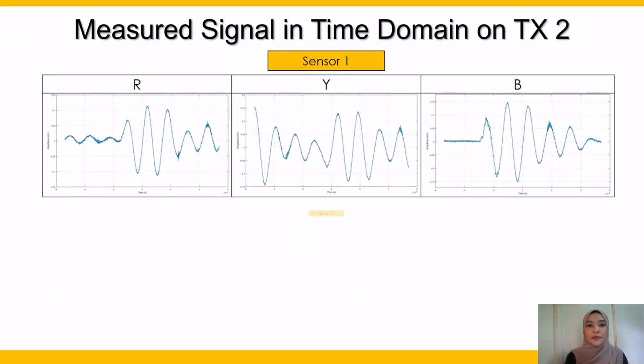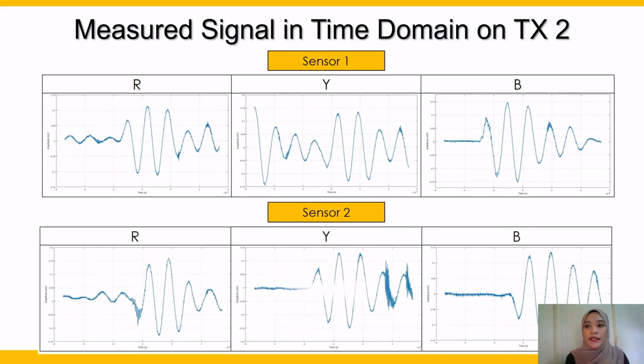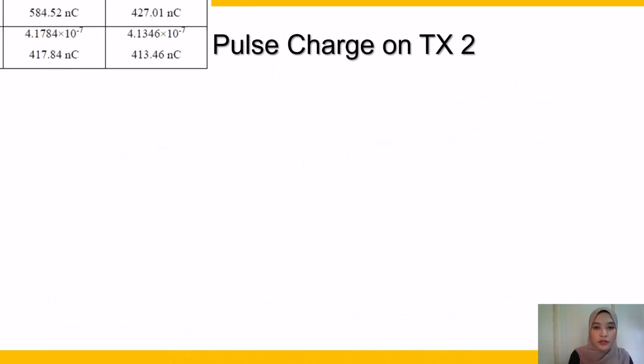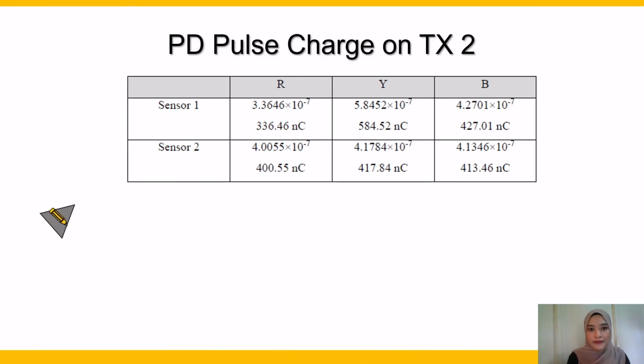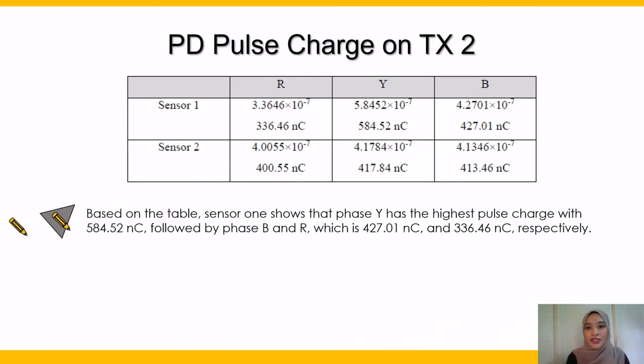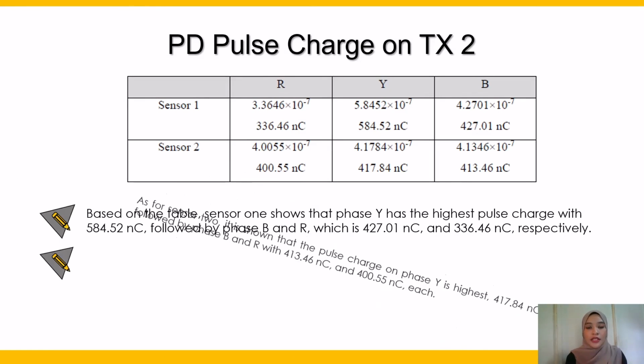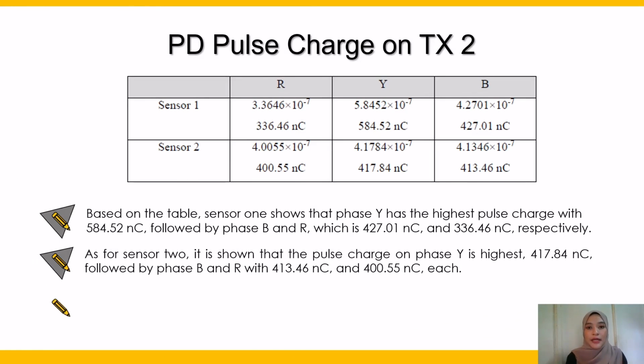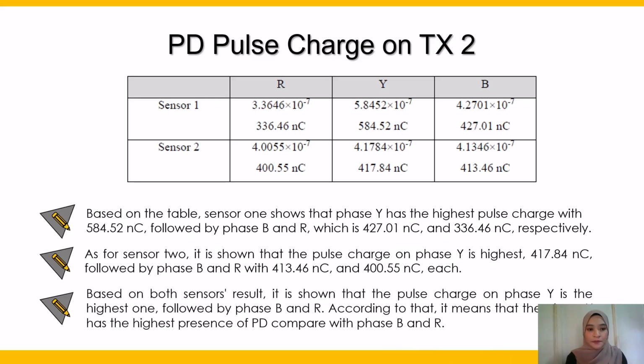So next is the measured signal in time domain on the TS2. The first row shows the result for sensor 1, while the second row is the result for sensor 2. By calculating the area under the curve, we get the value of the pulse charge on the TS2, which is also calculated using a MATLAB simulation.